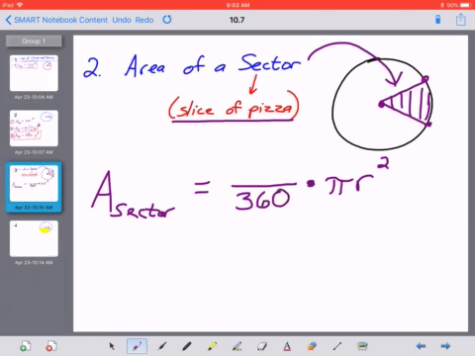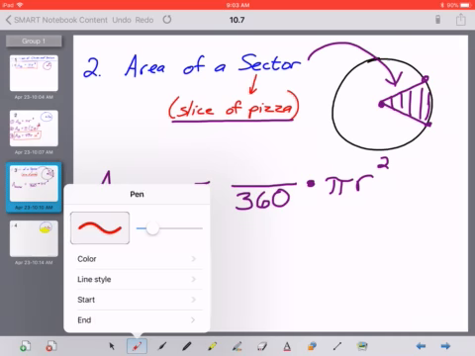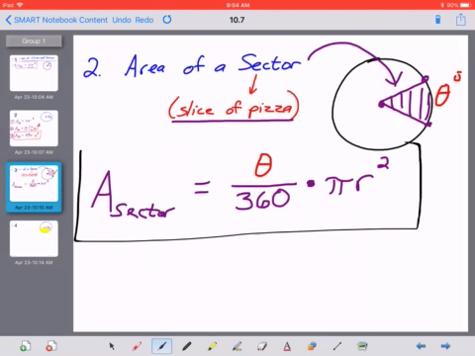But the part that we want is going to depend on how big of a slice of pizza we are dealing with right here. So once again, we use very often in math this Greek letter called theta to represent an unknown angle. So if that arc measure was theta degrees, then we would put theta up in the numerator, and our formula for the area of that sector would be theta over 360 multiplied by pi r squared.